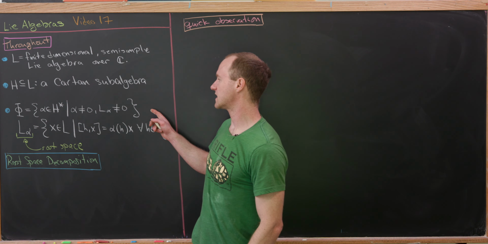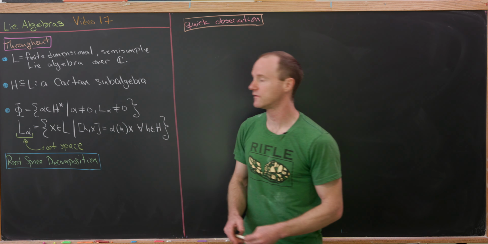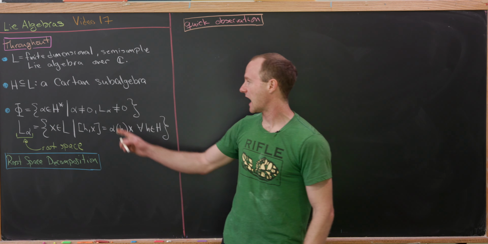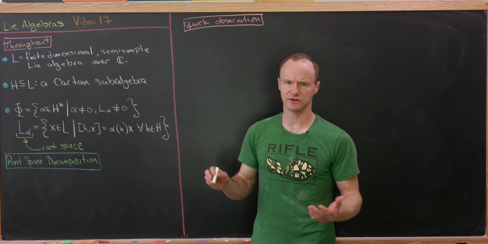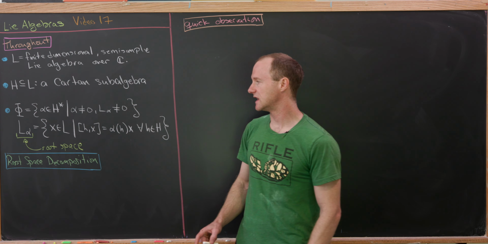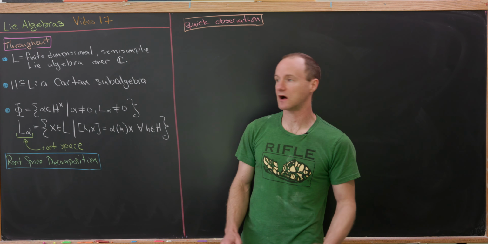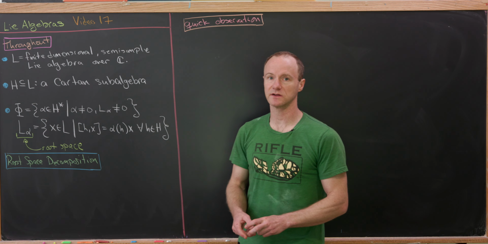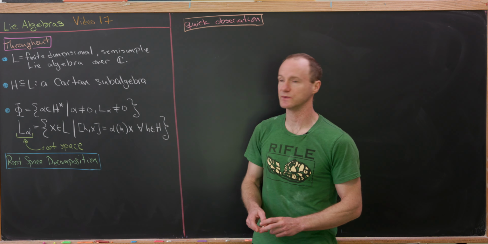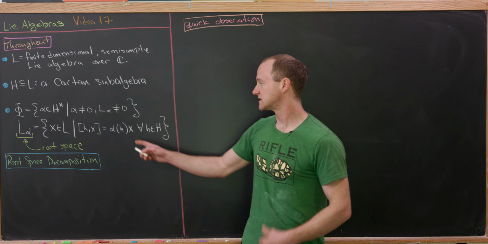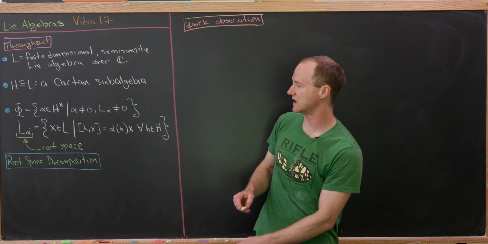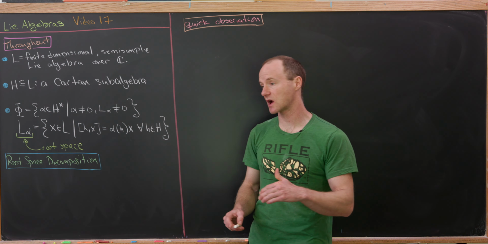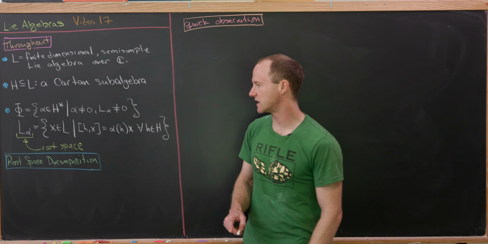Then furthermore, we'll take Phi to be the set of all alpha in H star, such that alpha is not the zero map and L sub alpha is not the zero vector space, where L sub alpha is the root space of the root alpha. So these alphas are called roots. And what I mean by that is it's all x in L such that if we take the bracket of h with x, we get alpha evaluated at h times x. And that's true for all h in H. Recall that H star is the set of all linear maps from H to the complex numbers. That's why this makes sense right here.